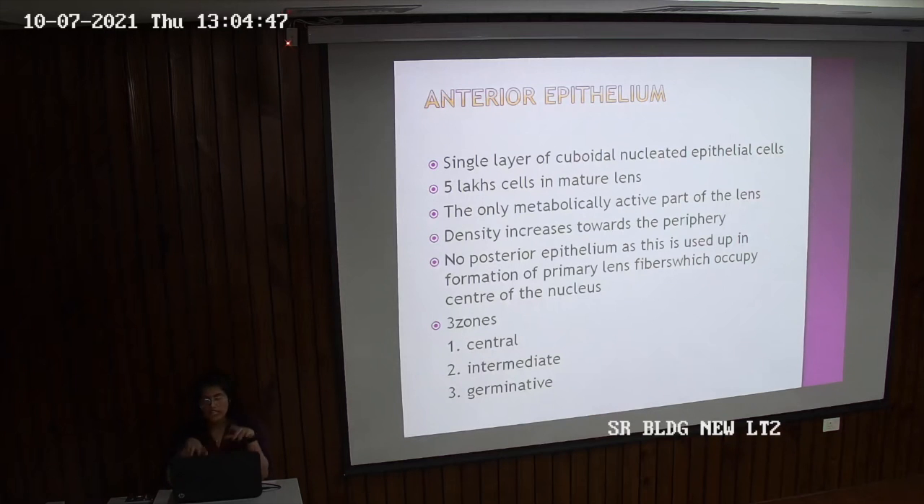Now the only metabolically active part of the lens is this. The density increases towards its periphery, and there is no posterior epithelium, as it is used up in the formation of primary lens fibers, which occupy the center of the nucleus.